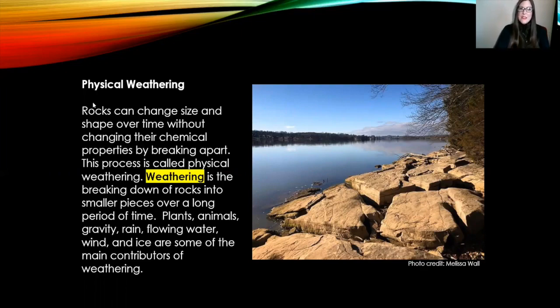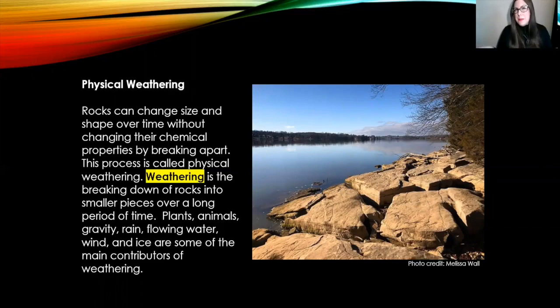So let's look over here under physical weathering, and it says rocks can change size and shape over time without changing their chemical properties by breaking apart. This process is called physical weathering. Now, let's talk about the difference between physical and chemical.